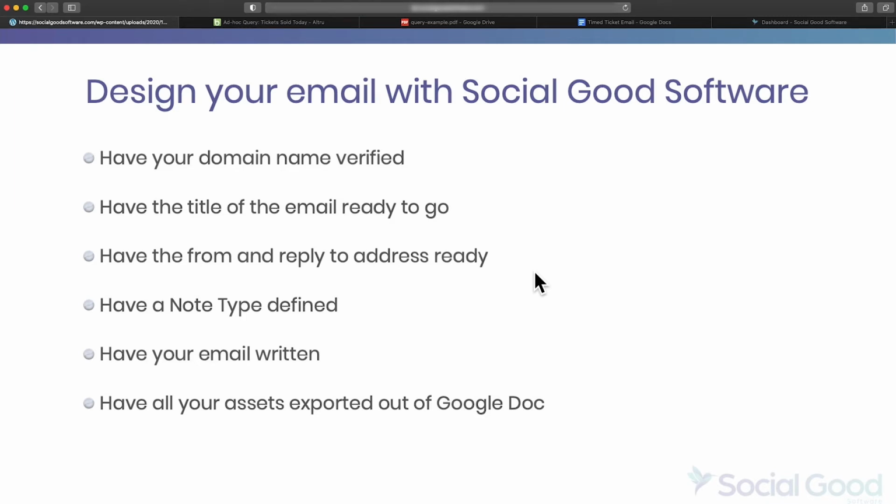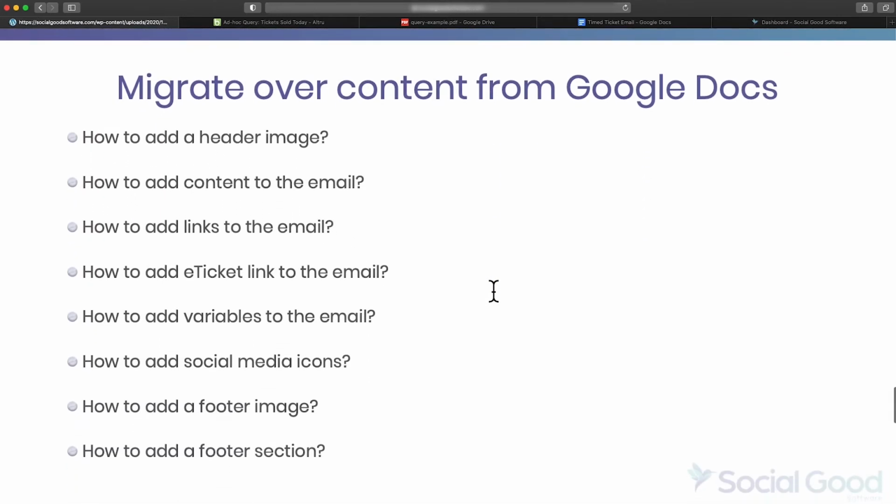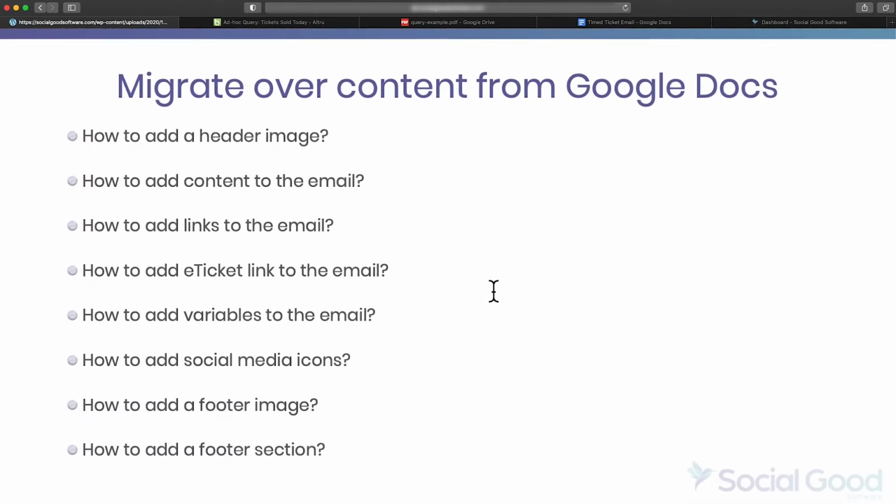All right, so once you have put together all this content, you'll pretty much be ready to move on to the next step here, which is actually putting this email together. So let's scroll down here, and we're going to be migrating our content over from Google Docs into the actual email designer. So this is going to be including header images, content, links, e-tickets, variables, social media, footer images, footer section. So in this part, we're going to actually be migrating our content from Google Docs to Social Good software, and I'm going to be showing you every step along the way here.